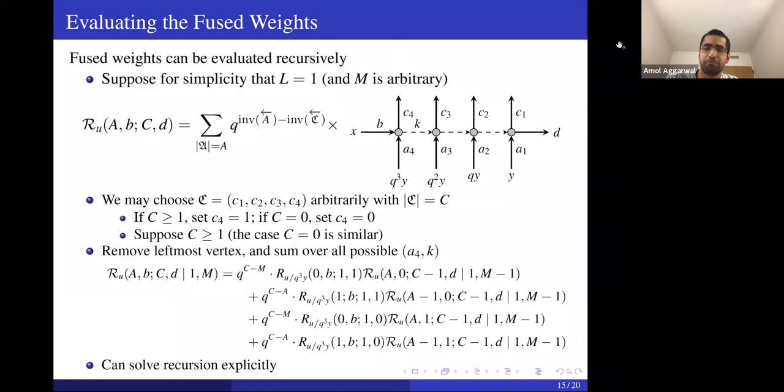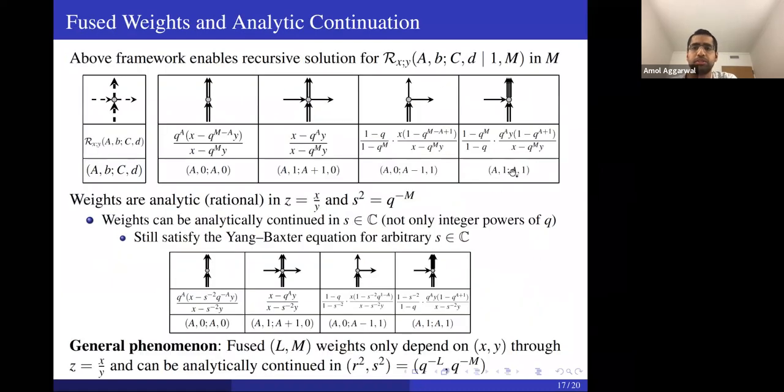Okay, you can check through all cases. As you can see, I made various typos, but you can check through all 4 possible cases of A4 and K, and you can write these fused weights in terms of fused weights corresponding to a 1 smaller value of M. You'll get a recursion that relates this R of ABCD of 1, M in terms of R of ABCD of 1, M minus 1. This recursion will qualitatively look something like this. And you can solve this recursion explicitly, and the answer is shown over here, in the case when L is 1 and M is arbitrary.